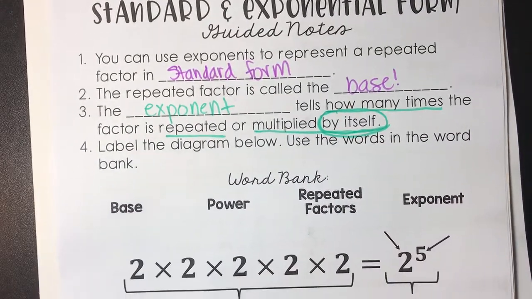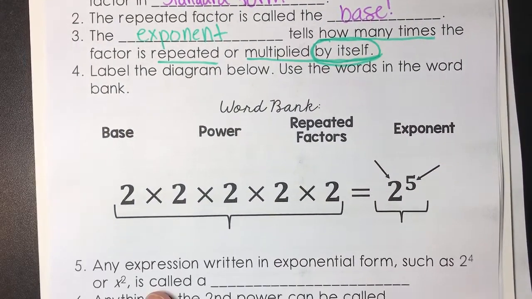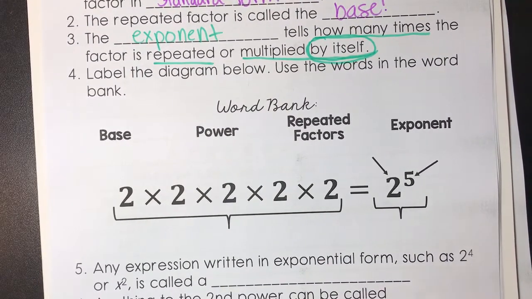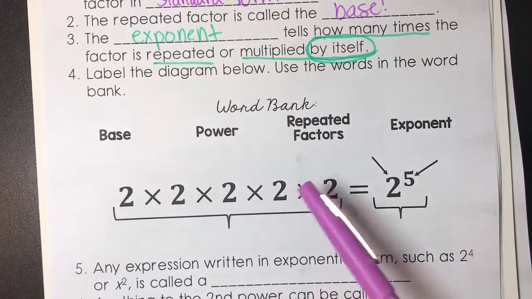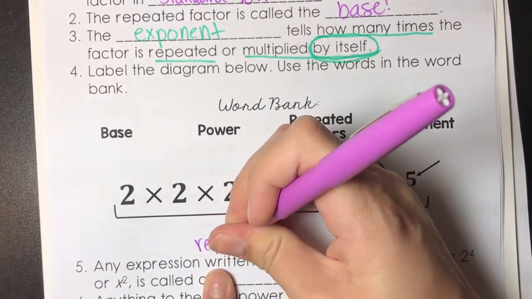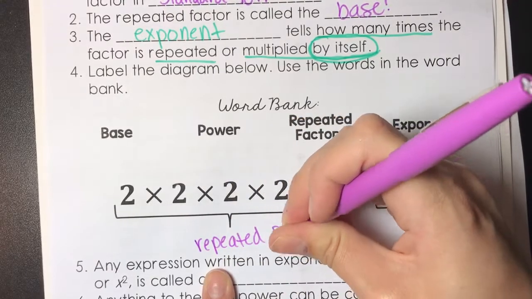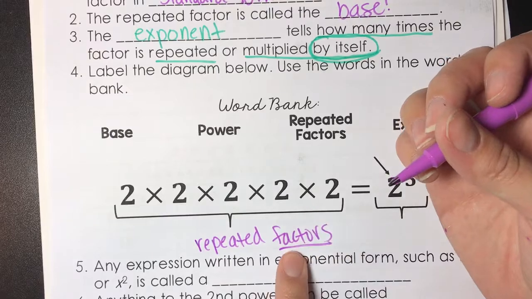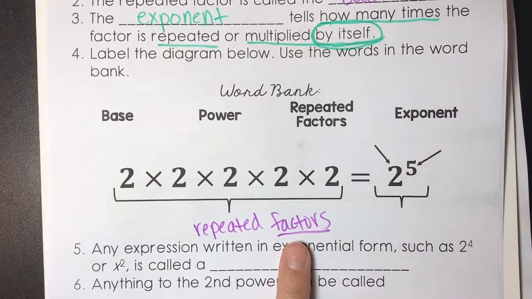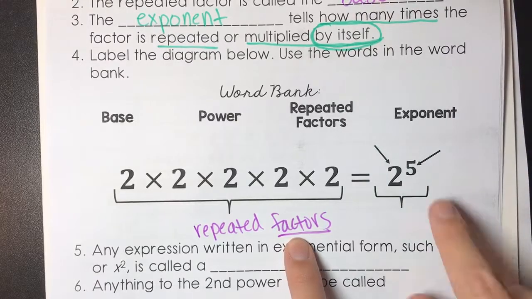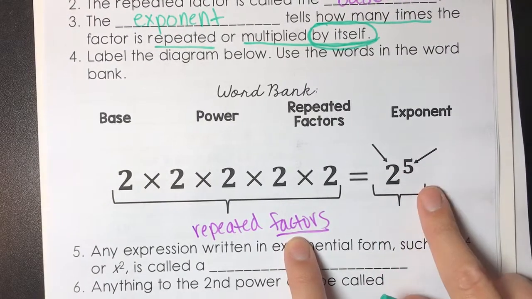So we're going to label the diagram below: which is the base, which is the power, what are the repeated factors, and what is the exponent. Looking here, look at these numbers that are repeating. They're the same ones. I'm going to go ahead and write that these are the repeated factors. The reason they're factors is because they are multiplying. Those are the pieces to a multiplication problem. Now I have these arrows to look at. I wonder what this is. I'm going to come back to that.